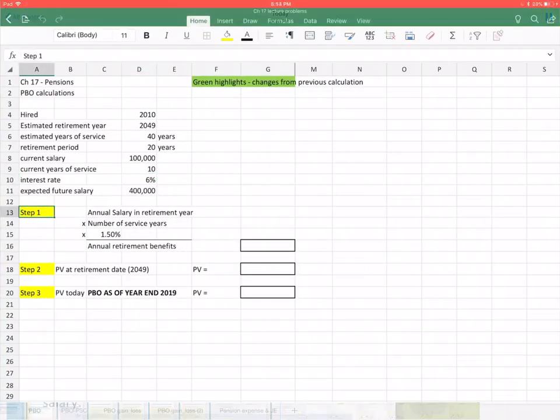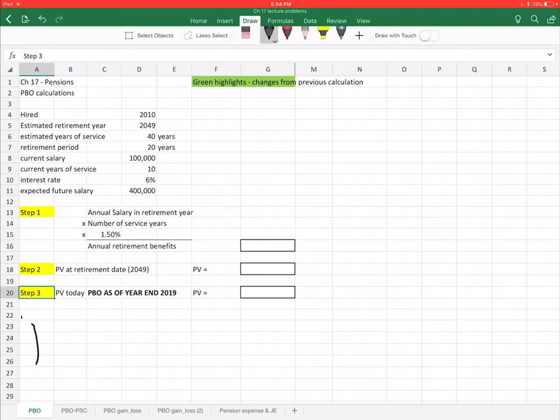Step 1 is going to be to calculate the retirement benefits. Step 2 is going to be to calculate the present value as of the retirement date. And step 3 is going to be to calculate the present value as of 2019. So let us start with a timeline, okay?